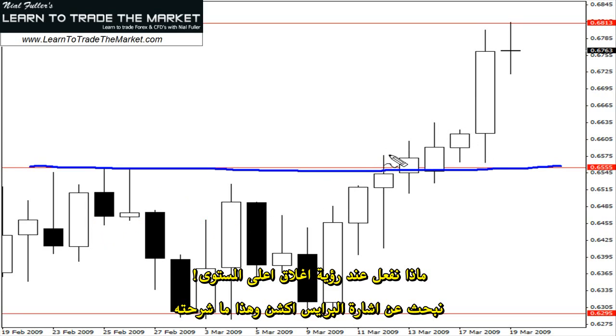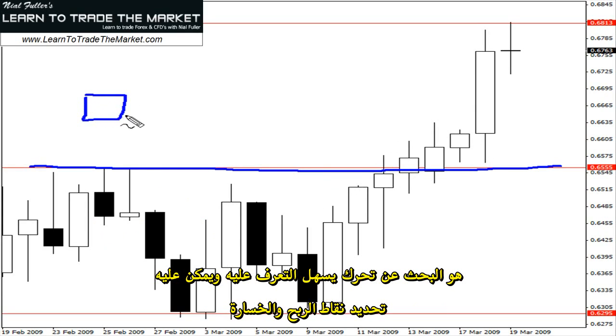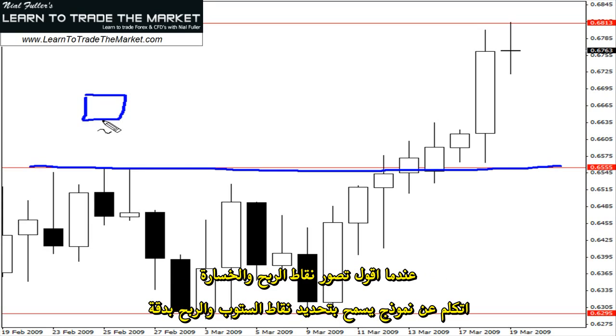Now what do we do once we've seen that close? Well, we look for a price action signal, and this is what I teach new traders, is to look for something that is definable and can easily implement a risk-reward scenario. Now when I say risk-reward scenario, I'm talking about a setup that allows me to place a stop correctly and a target correctly.